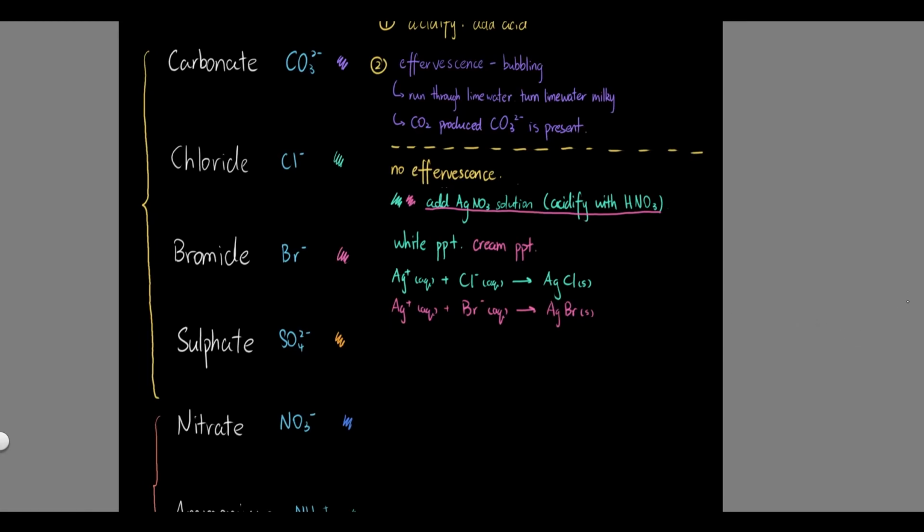So let me change to the sulfate color. In order to test for sulfate, you would add barium chloride solution, BaCl. You would acidify this with HCl. Similar to above, where you acidify with HNO3 for silver nitrate solution, you would acidify with HCl for BaCl solution. This is to prevent false positives. So when you add BaCl solution, you would hopefully get a white PPT if it's positive.